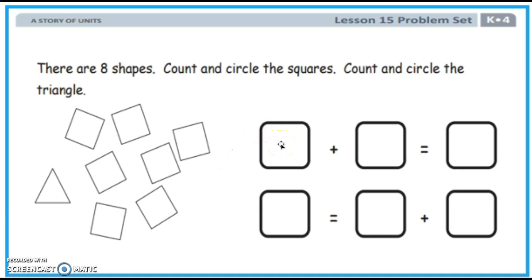How many triangles were there? That would be a part. How many squares were there? Good job. Over here, how many were there all together? What was the whole? If you need more time, pause the video. Down here at the bottom, we're flipping the equation or the number sentence. Put the whole here and part. You're doing great. I'm going to go on to the next page problem, but if you need more time, you can pause the video.